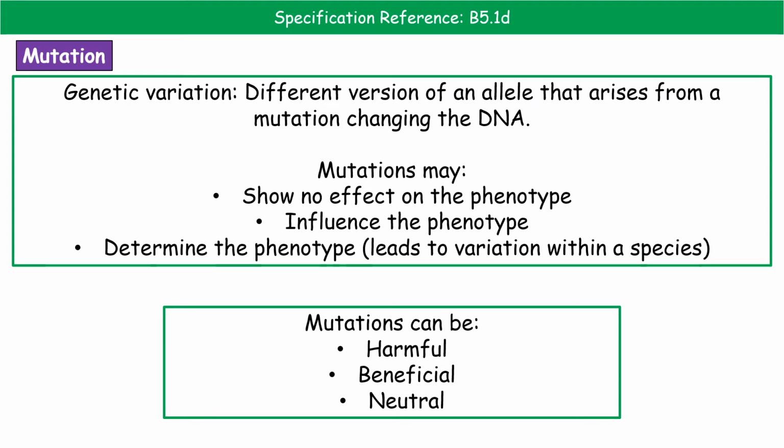That may be a mutation that still codes for the same amino acid, therefore changes nothing. They may actually influence the phenotype, so there may be one of these that just gives a slight alteration but doesn't altogether change it, or it could literally determine the phenotype, and that's how we get our variation in a species. And depending on what the mutation is, it may be harmful, beneficial, or just neutral, having no survival benefit either way.